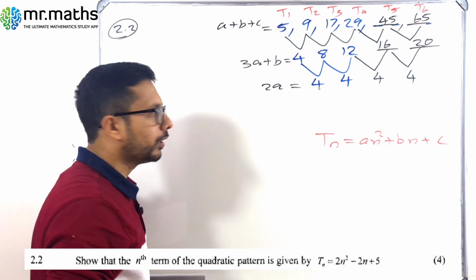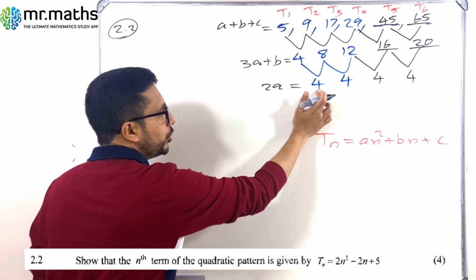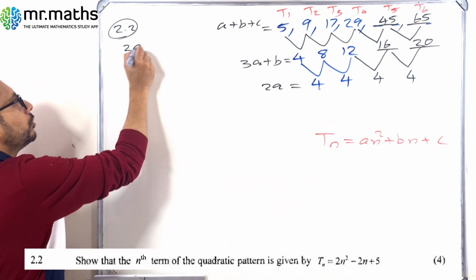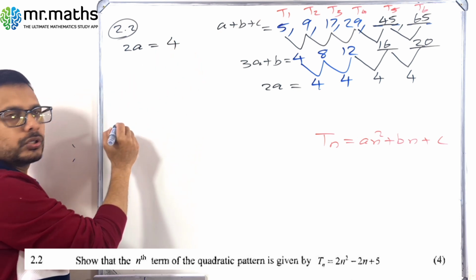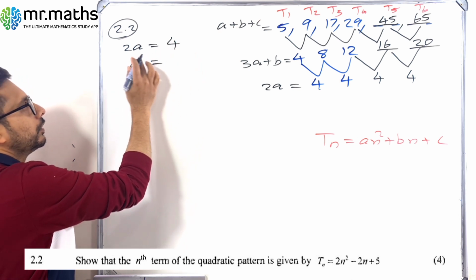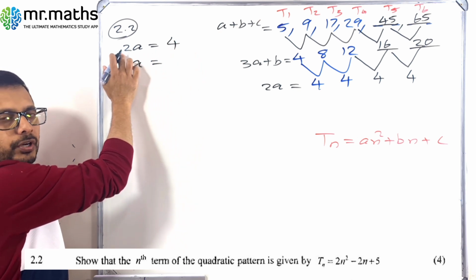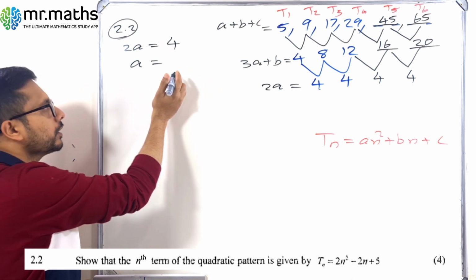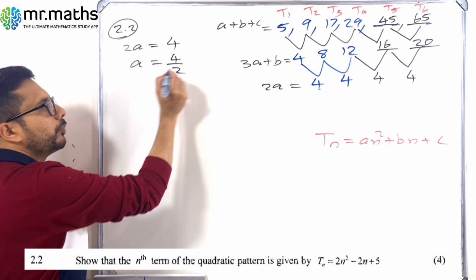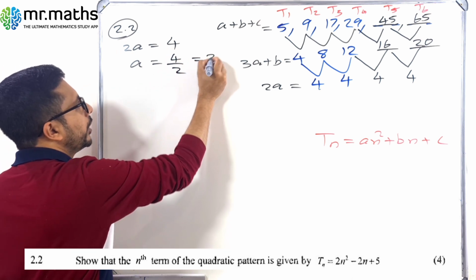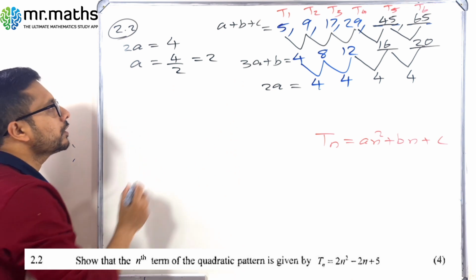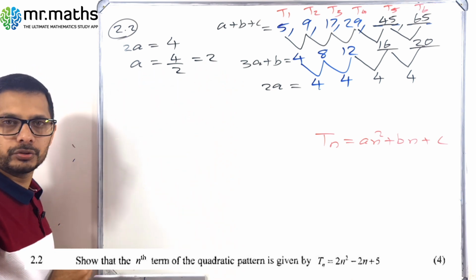Am I right? So let's start from here. 2a is equal to 4. So what is a from there? If I want to take the 2 to the other side, it is division. So it is 4 divided by 2, which is 2. So we got the value of a as 2.